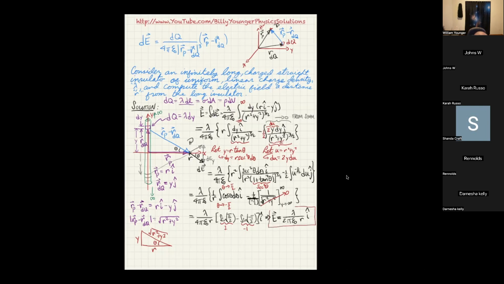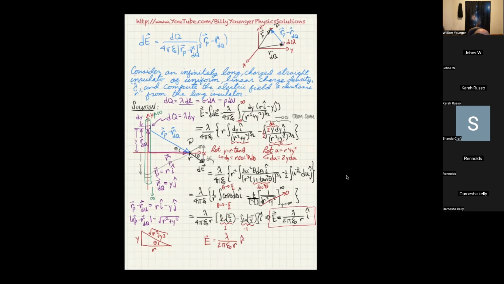As I said, those symmetry arguments would allow us to rotate this by any finite angle about the y-axis. And then you could also make the argument that E is in fact equal to lambda over 4 pi, or excuse me, over 2 pi, r in the r hat direction.